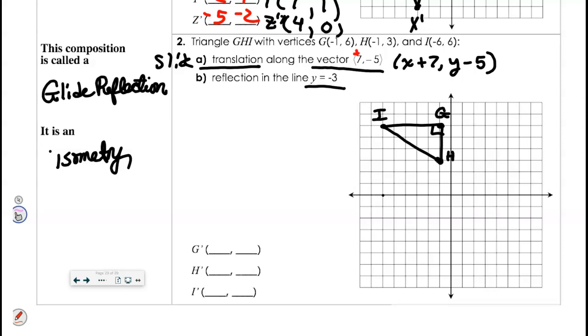I told you this means 7 to the right and 5 down. Do you want to move it? Ava, do you like to move your pencil 7 to the right and 5 down? Or do you like to do the math and then plot it? Okay, and you can choose. I don't care how you get the middle one, as long as your final one's in the right spot.